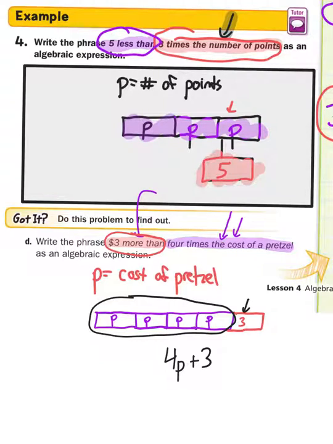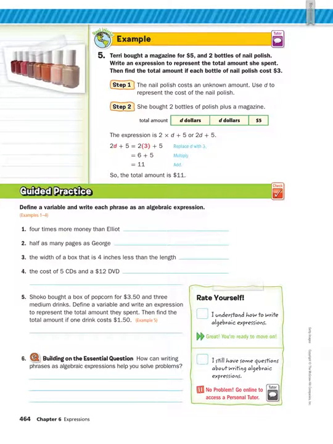Now, remember with addition, you can switch the order of these terms. If you had 3 plus 4p, that would be okay in addition. But in subtraction, you can't switch the order like that. All right, but this is what matches my bar diagram, so I'm going with that. If you had it, great. We're going to go on this page because now we have a real world example. So let's go over this one.